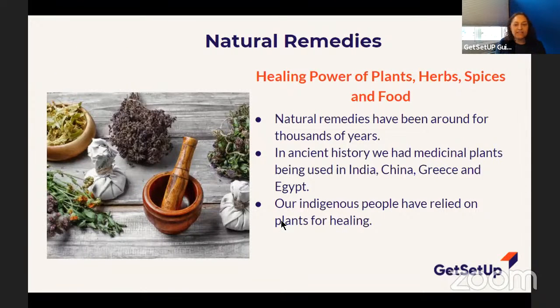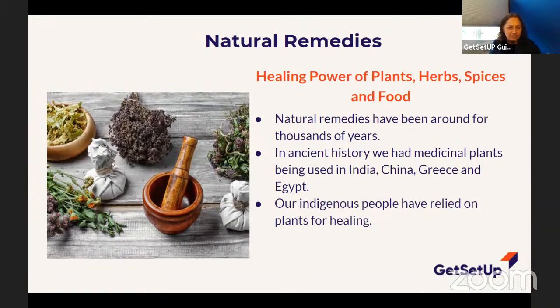All right, well, let's just get into them. With natural remedies, they've been around for thousands of years, literally thousands of years. And in ancient history, we have medicinal plants that have been used in places like India, China, Greece, Egypt, just to name a few.